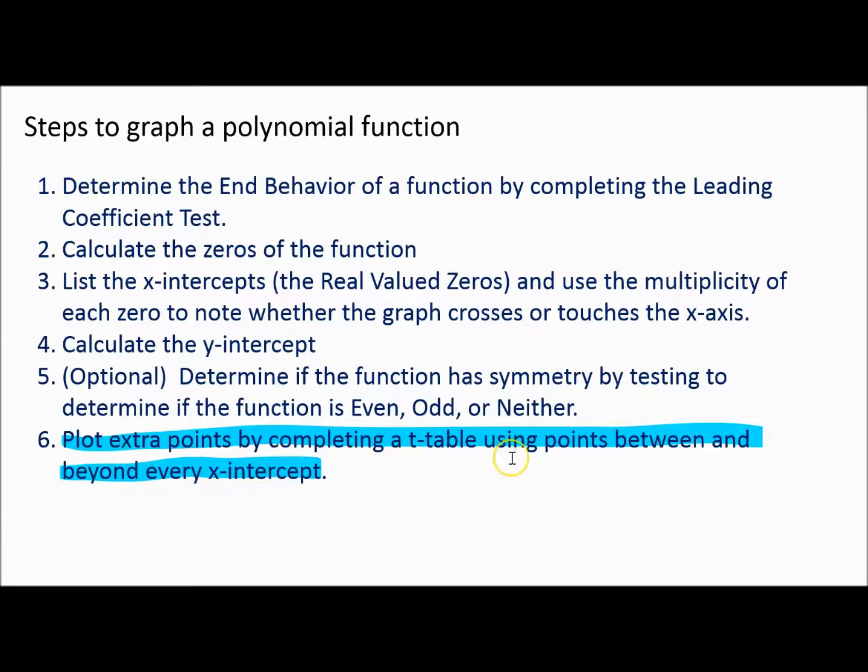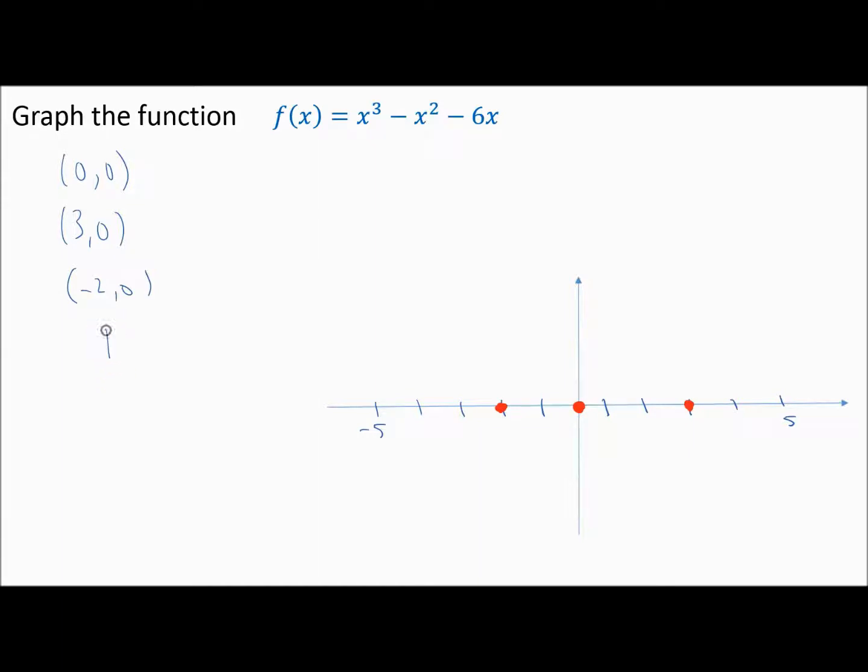Now the rule, if I go back to our rules, the rule highlighted here, is plot extra points by completing a t-table using points between and beyond every x-intercept. So when I do a t-table, I want to make sure I go between these x-intercepts and beyond. Starting on the left, I've got negative 2. I need something to the left of negative 2, like maybe negative 3. And something between negative 2 and 0, like negative 1. Something between 0 and 3, like 1 or 2, or both. And something on the other side of 3, like 4. And I'm going to plug these values into my function.